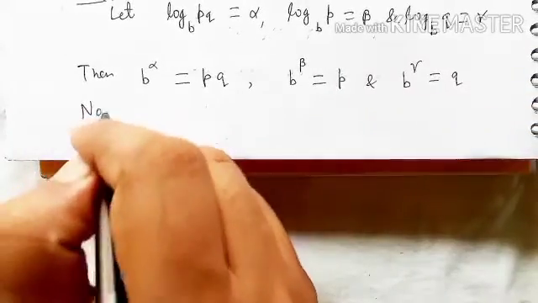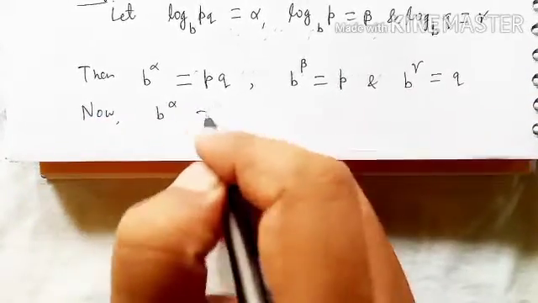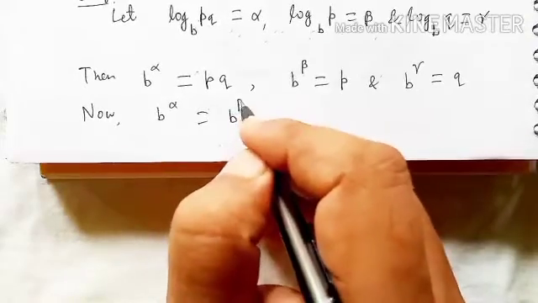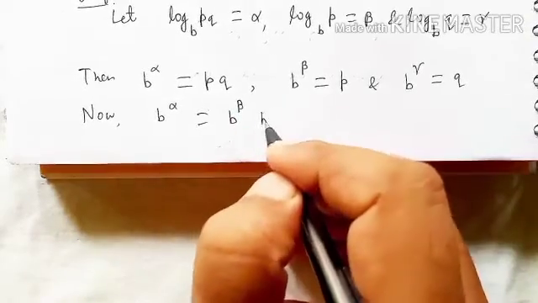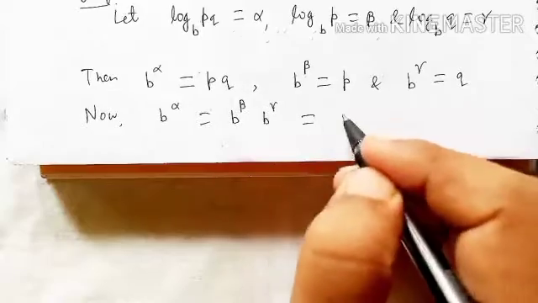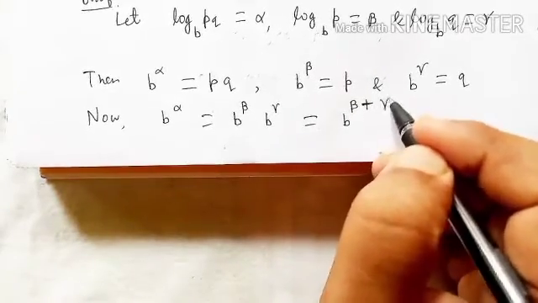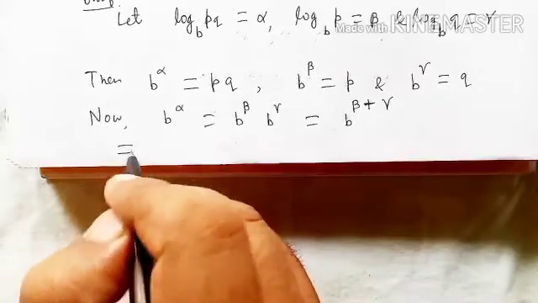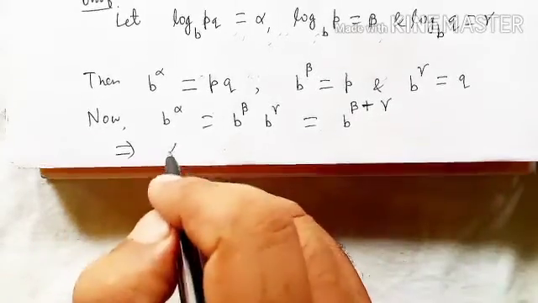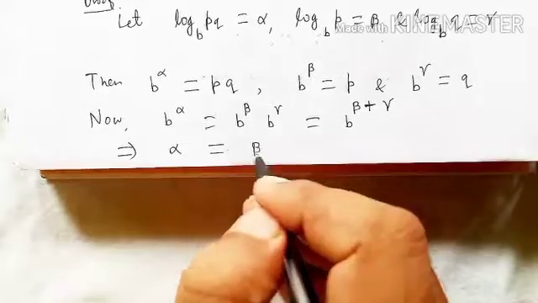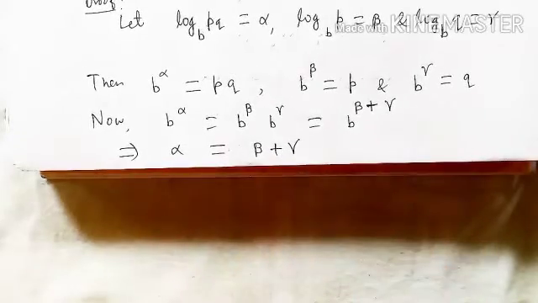Now b to the power alpha is equal to p into q, and p is b to the power beta, and q is b to the power gamma. So here we can write b to the power beta plus gamma. This implies that alpha is equal to beta plus gamma. Now we put the value of alpha, beta and gamma.